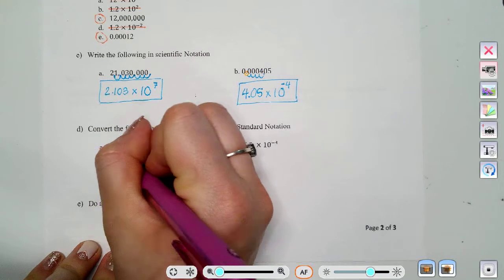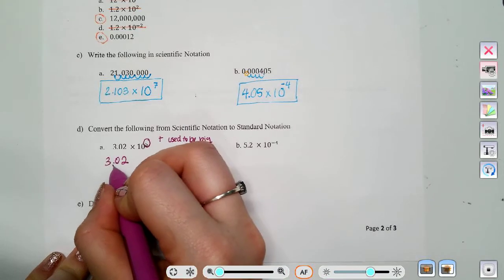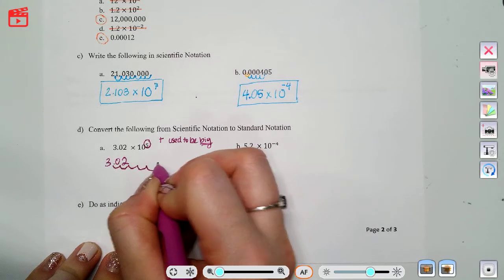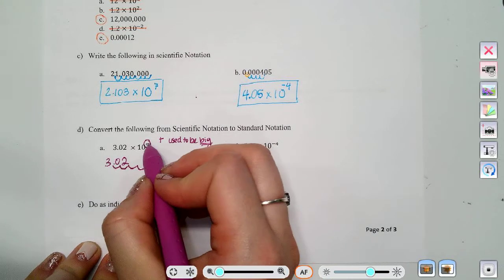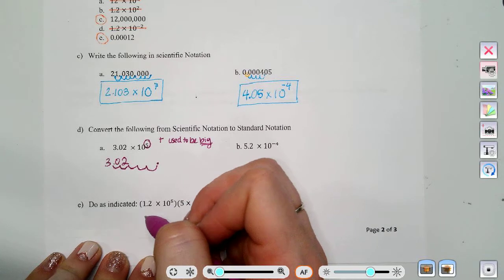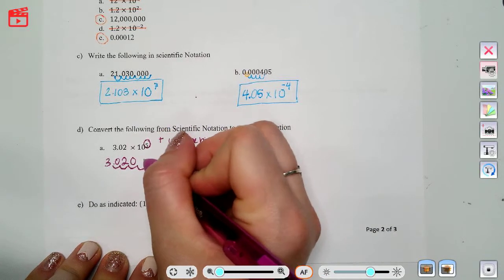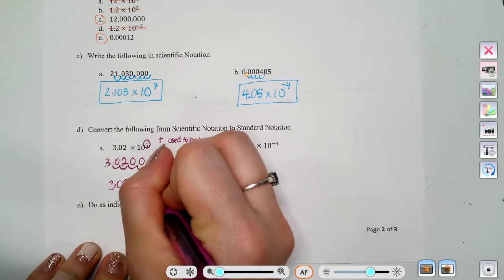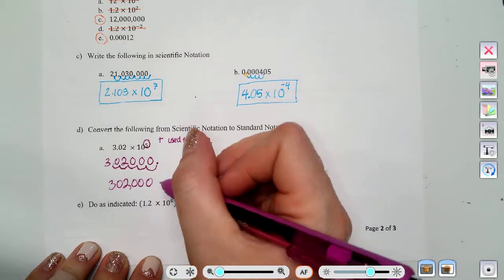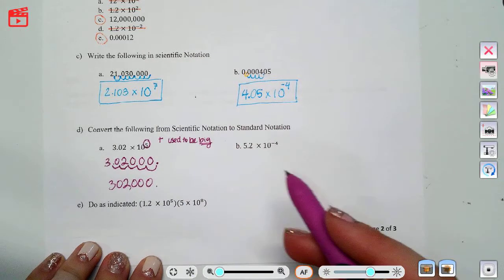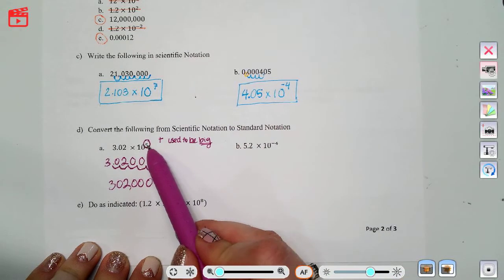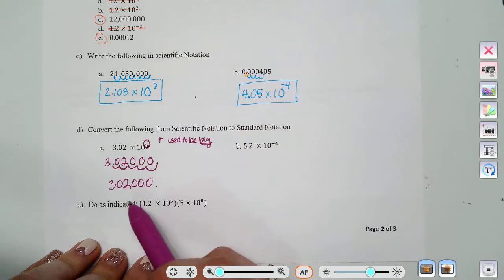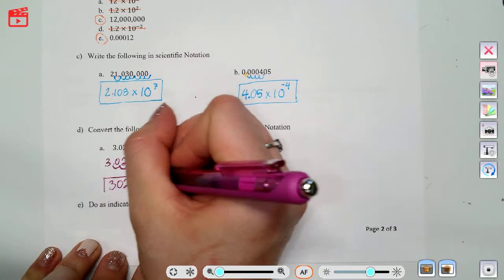Okay, so we'll start with 3.02, and I'm going to move it to the right 1, 2, 3, 4, 5 times. How did I know to move it 5 times? Because that's what the exponent told me. Once you've moved it 5 times, just fill in the blanks with zeros. And there you go. All right, a good way to check if you moved your decimal in the right direction is to say, since it was positive, the number should end up big. Is that a big number? Yep, that's 302,000.